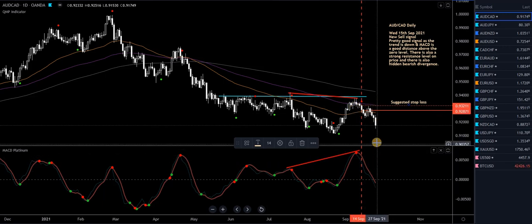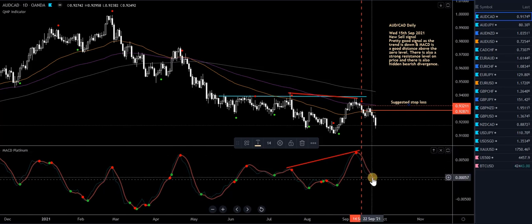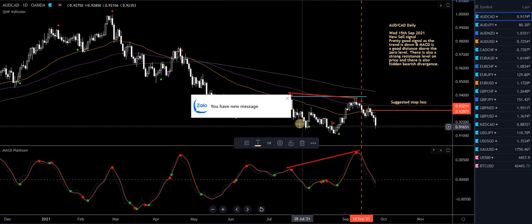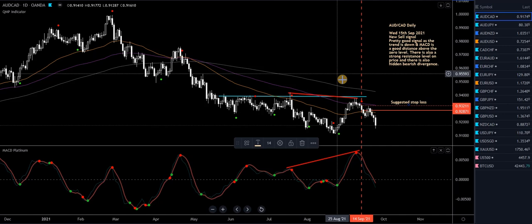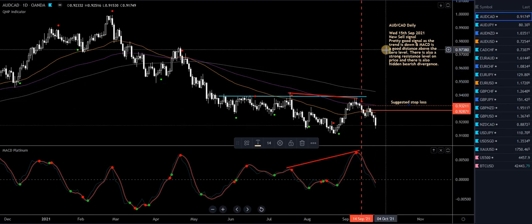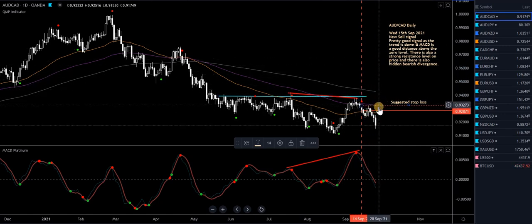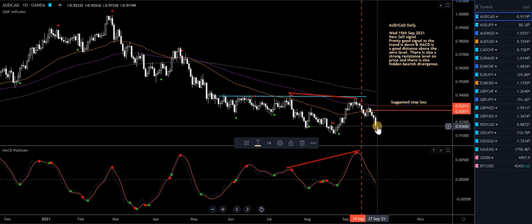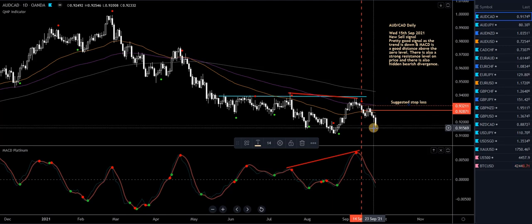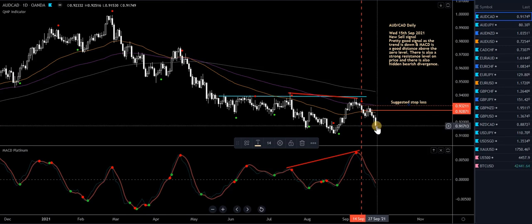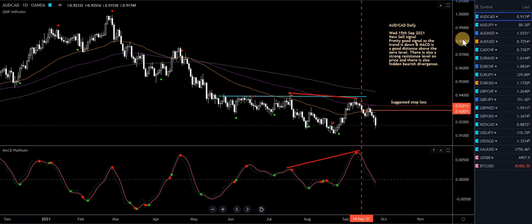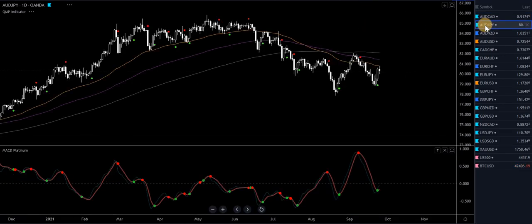The reason I've closed half and brought my stop down is the MACD Platinum through the zero level. It gives that message, so that's all good. Overall, we can't lose on this trade. It would have been a close on definitely this candle. If you haven't done it, do it on Monday morning: close half here and bring your stop down. So that's the AusCAD looking good.